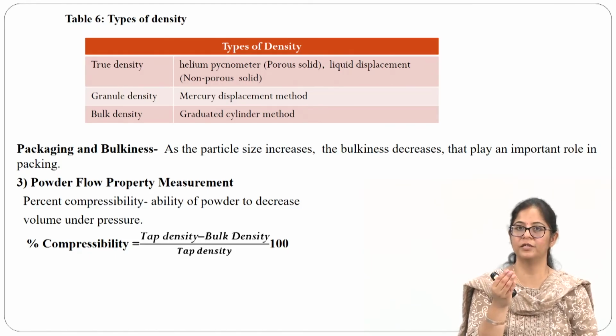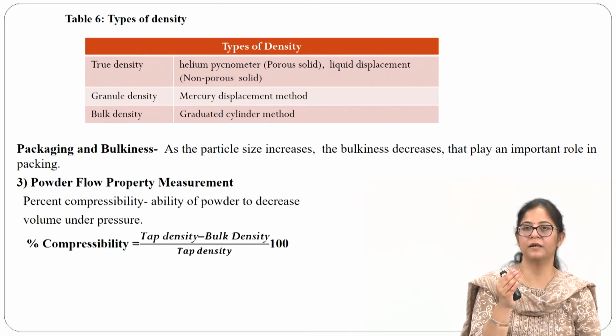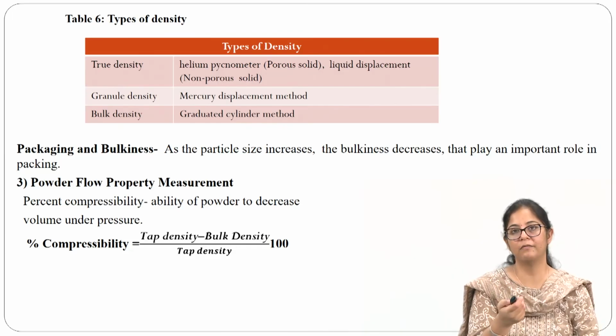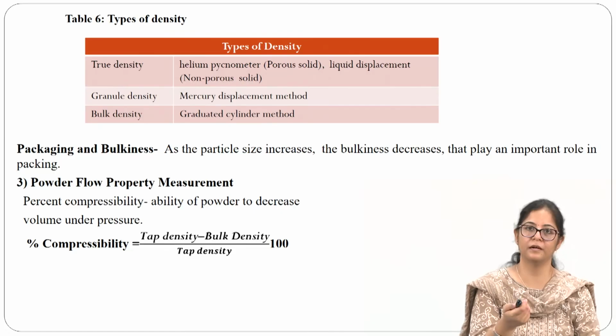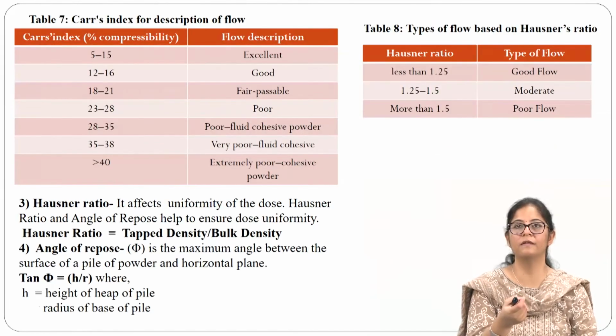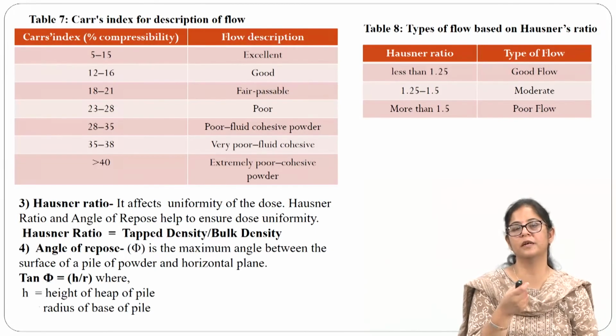So for calculation of percent compressibility, we take the difference of the tap density and bulk density, and it is then divided by the tap density. So we get the compressibility and hence the percentage compressibility. So this is the Carr's index, which is the percentage compressibility. So we can see here that it comes in ranges.